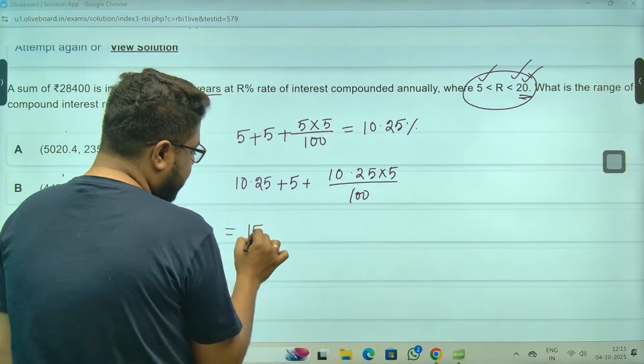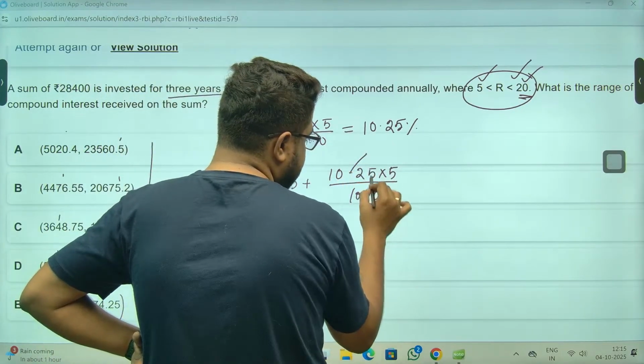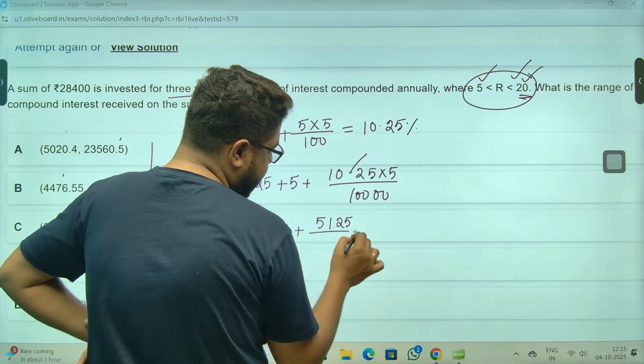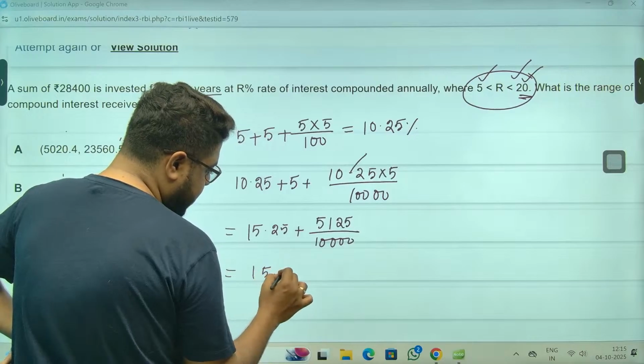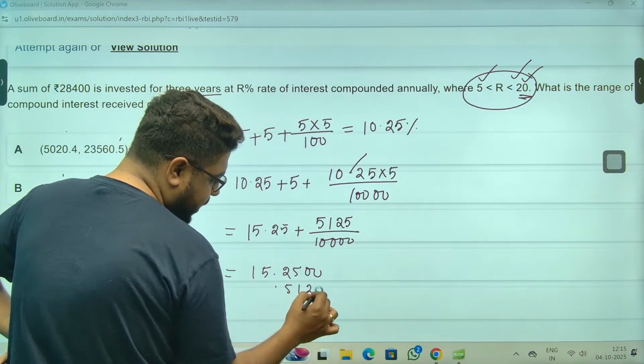So 15.25 plus, sir, get rid of this. So this is 5,125 by, sir, 4 zeros. So 15.25 plus 0.5125.